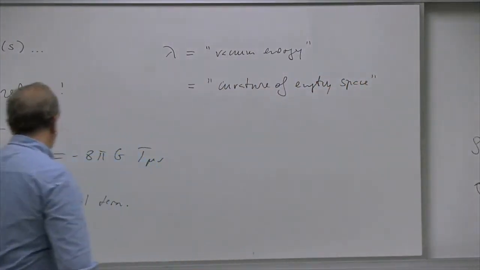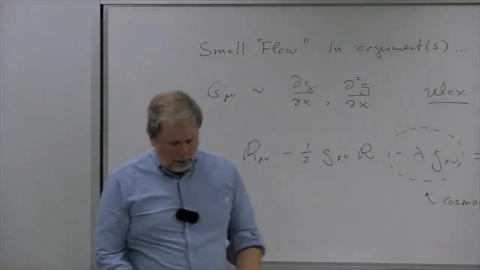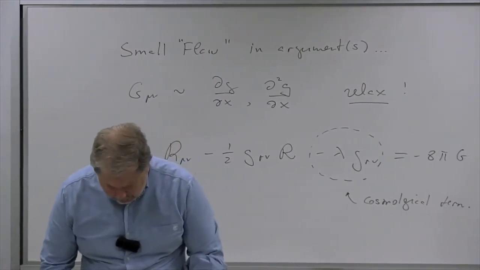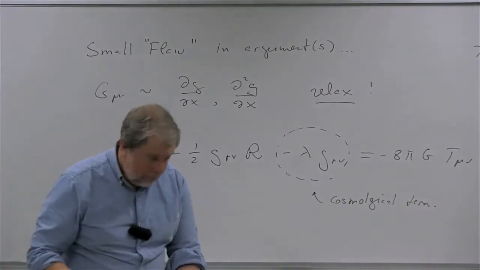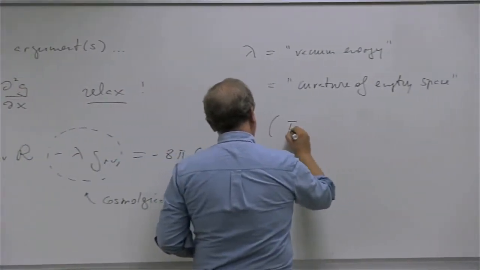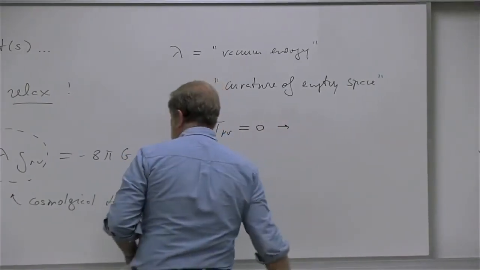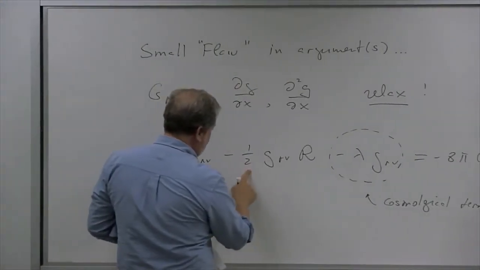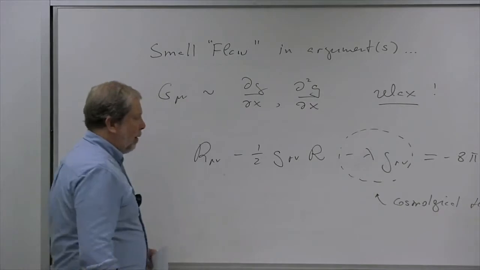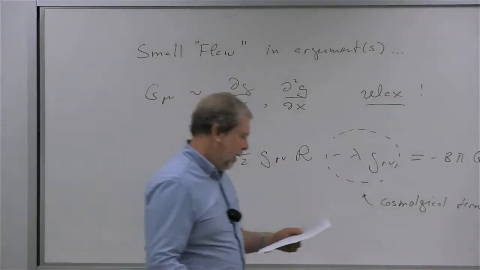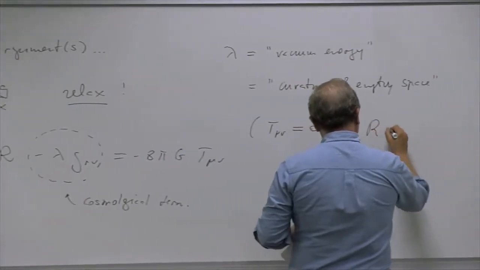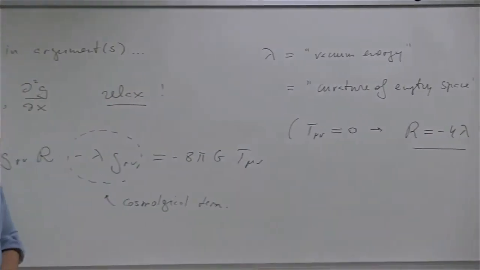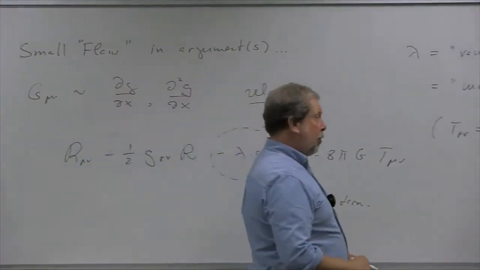It's a curvature of empty space because when you look at the field equations, they acquire a non-zero curvature even when T mu nu is 0. If T mu nu is 0, then this part here is 0. And when you take the trace, this gives R. This gives minus a half times 4 times R. And the trace of g mu nu is again 4. So you get R equal to minus 4 lambda. So if there are no matter sources, then the scalar curvature is minus 4 lambda.